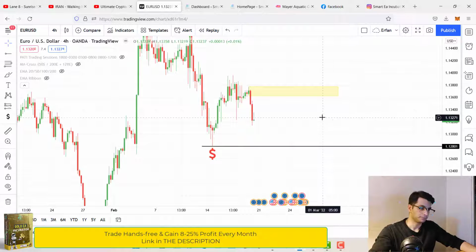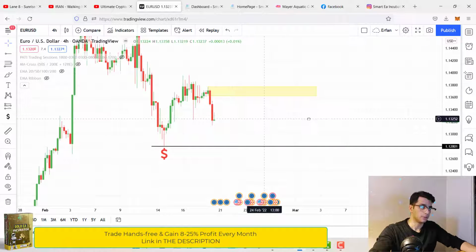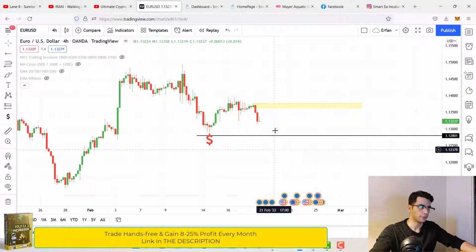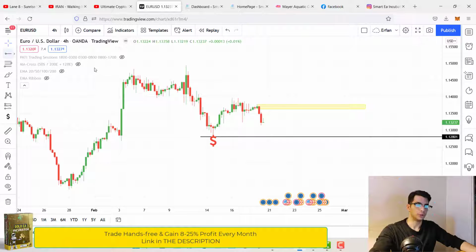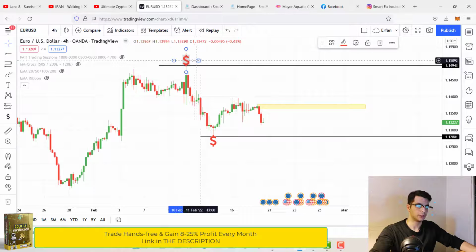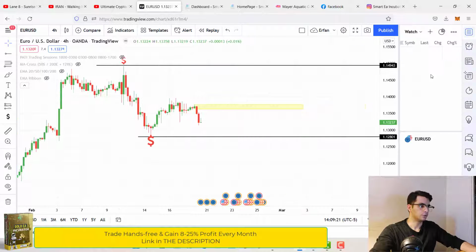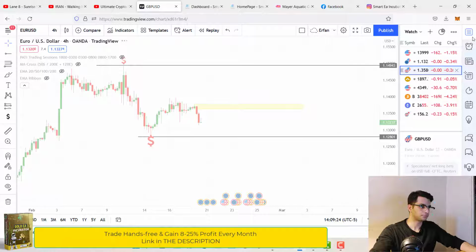Okay, so this is for Eurusd, where we have this high probability order block. We can expect a correction, and then we take our trade from here to here if it doesn't break above this level. If it does, then we look for this area here with so much liquidity around it. Okay, so this is my analysis for Eurusd. Let's go to Gbp Usd.